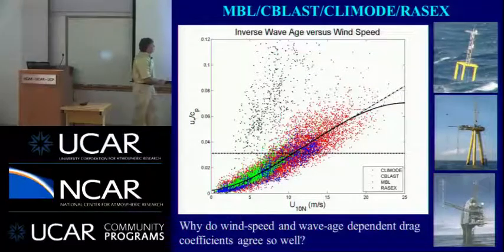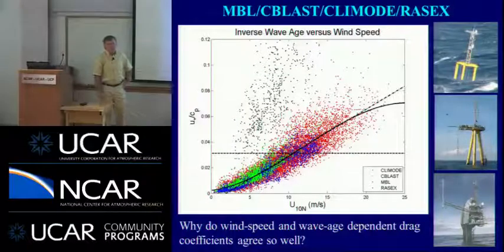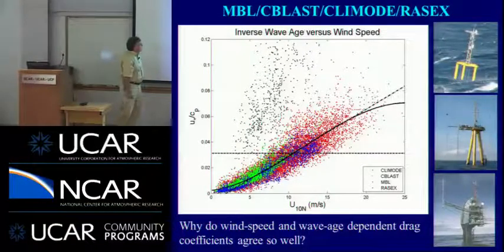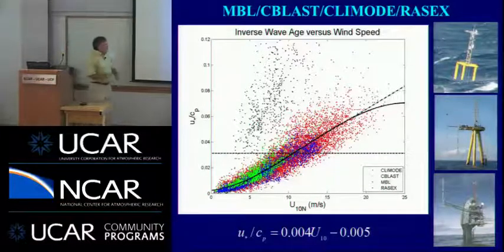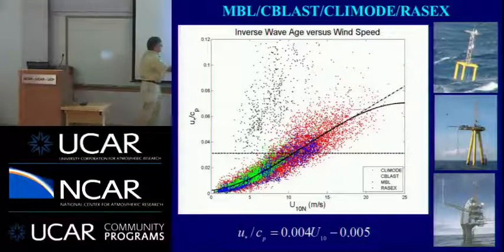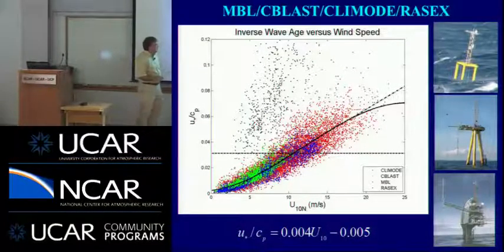What we see here is that u* over c_p has an almost linear dependence with wind speed. Or wind speed is almost linearly dependent on this inverse wave age here, which means that you can simply fit a curve to all this data, and you can flip-flop between a wave age dependent parameterization and a wind speed dependent parameterization, and you get pretty much the same results.